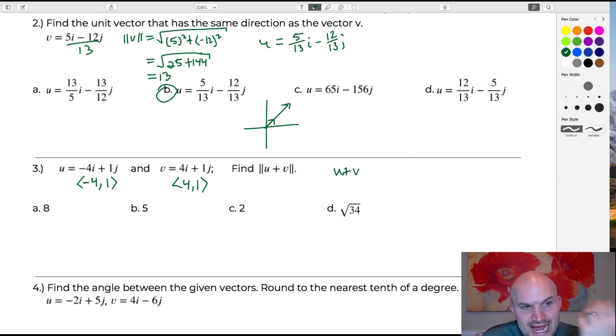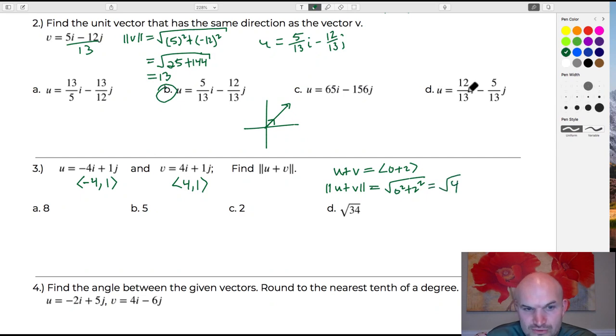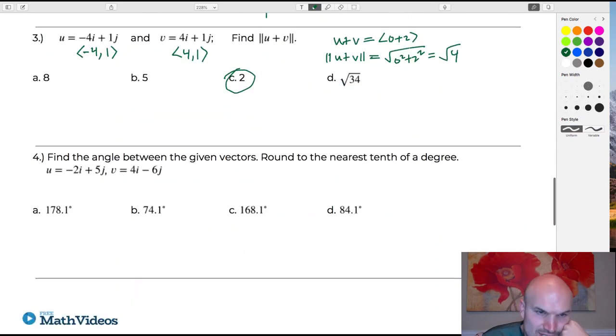So I'm just going to add those two components, which is going to give me 0 plus 2. And then if I want to find the magnitude of that, the magnitude of this is just going to be the square root of 0 squared plus 2 squared, which is equal to the square root of 4, which is equal to 2. And there you go.